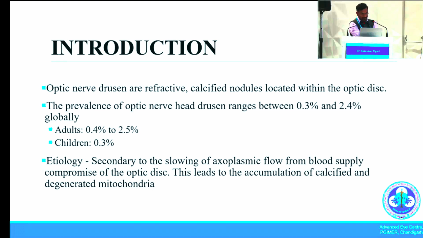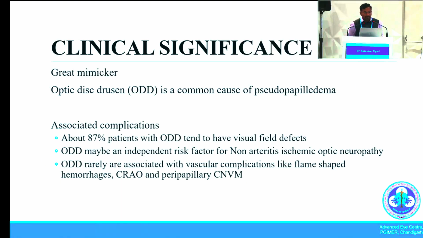Optic nerve drusen is postulated to occur secondary to slowing of axoplasmic flow following the compromise of blood supply to the optic disc, leading to the accumulation of calcified and degenerated mitochondria. Optic nerve drusen is a great mimicker and a common cause of pseudopapilledema, leading to misdiagnosis. About 87% of optic nerve drusen have a visual field defect.